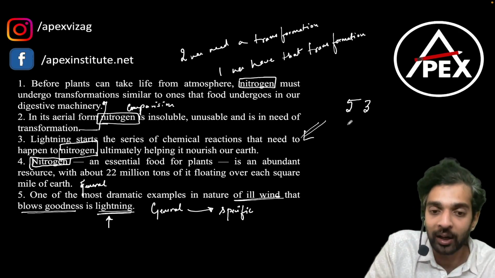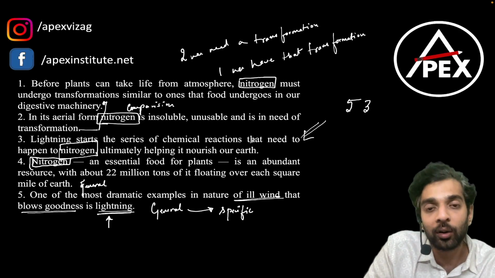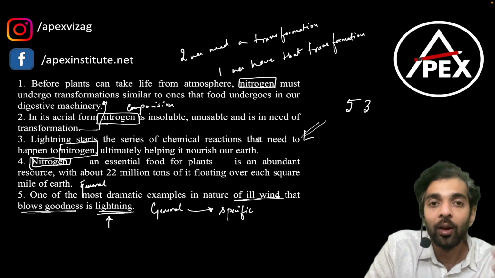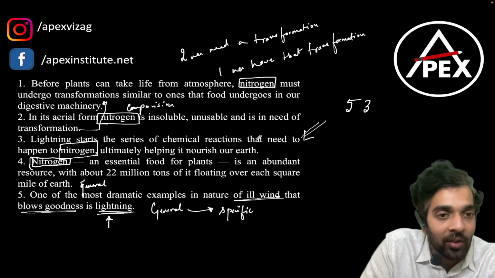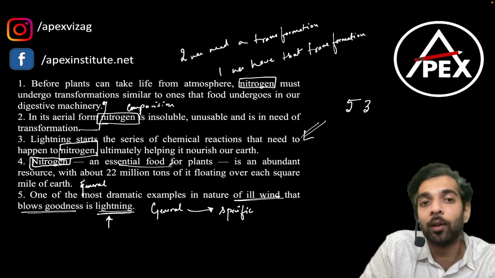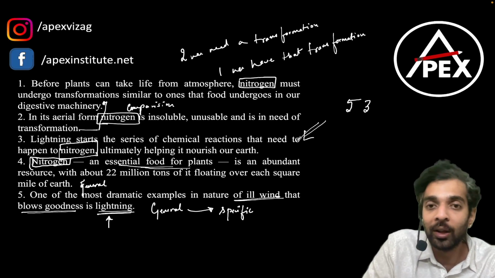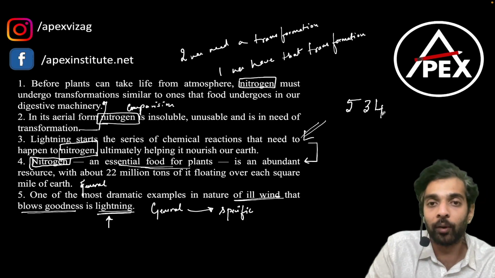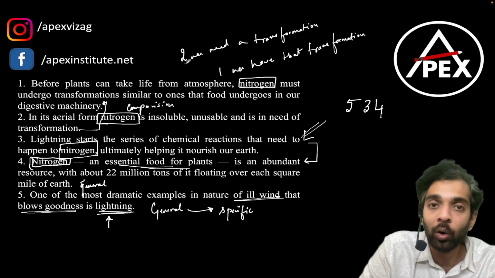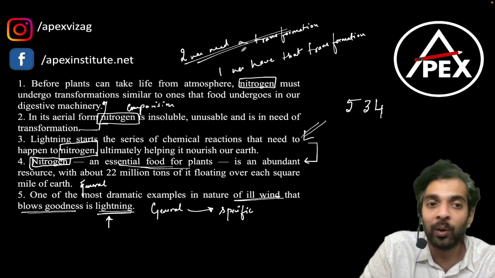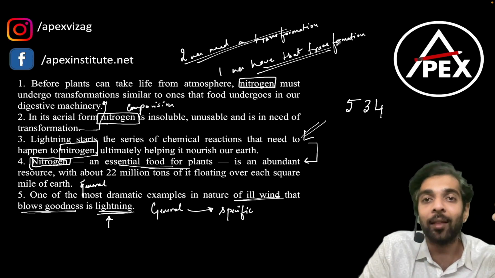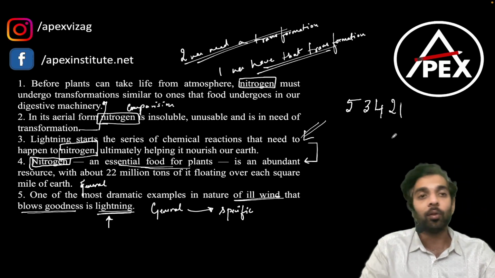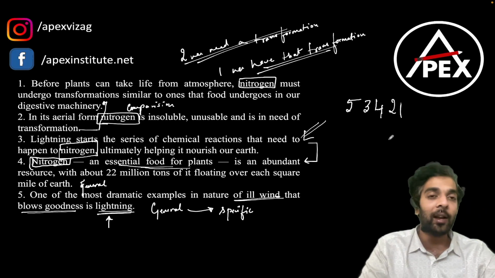And what happens in 3? Lightning starts the chemical reactions that are needed to happen to nitrogen, ultimately helping it to nourish our earth. Fine, fair enough. But how does it nourish our earth? Or why does it nourish our earth? Because nitrogen is an essential food for plants, right? Yes. So the link would be like this. After 3, we'll get our 4. Next, what did we see? Obviously, 2 says we need some transformation and 1 has the transformation, right? So now we can see that the link would be 2 and 1. So the right answer would be 5, 3, 4, 2 and 1.